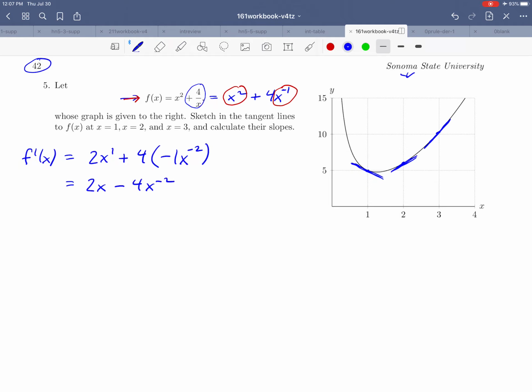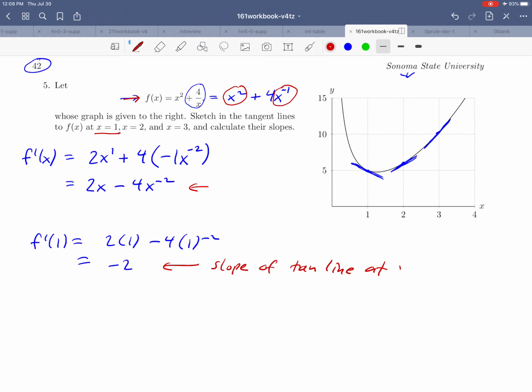Okay, so to find the slopes of these three lines, we just need to substitute these three x values in one at a time. Let's start with x equals 1. Okay, so f prime of 1 is going to be, we'll take our formula that we just found and substitute 1 in for all of our x's. Okay, you can do that calculation and confirm. You're just going to get 2 minus 4, which is negative 2. And that should be the slope of the tangent line at x equals 1.